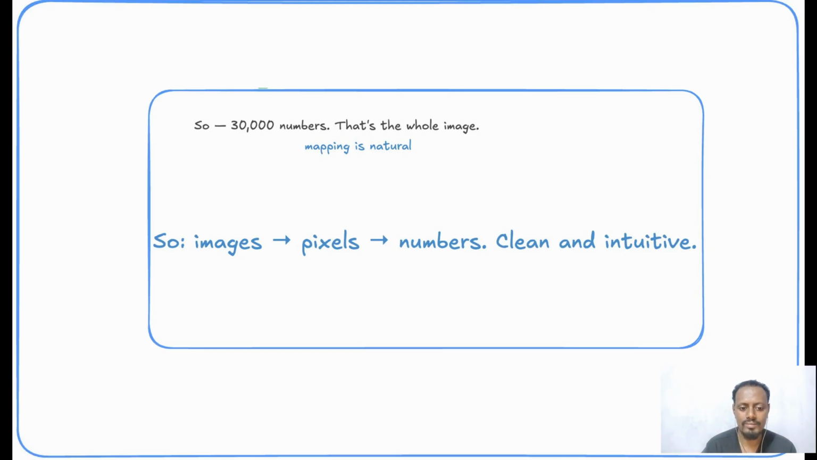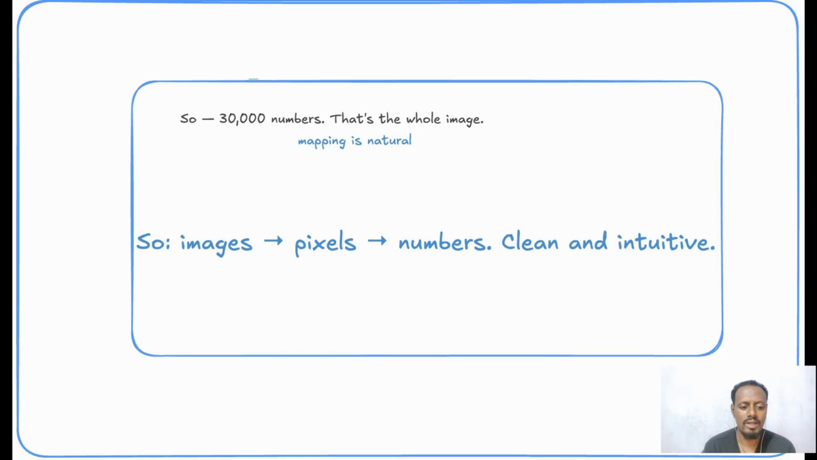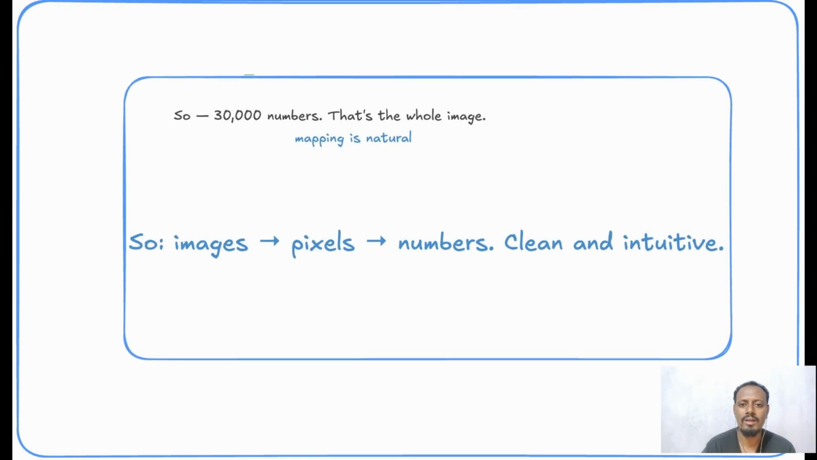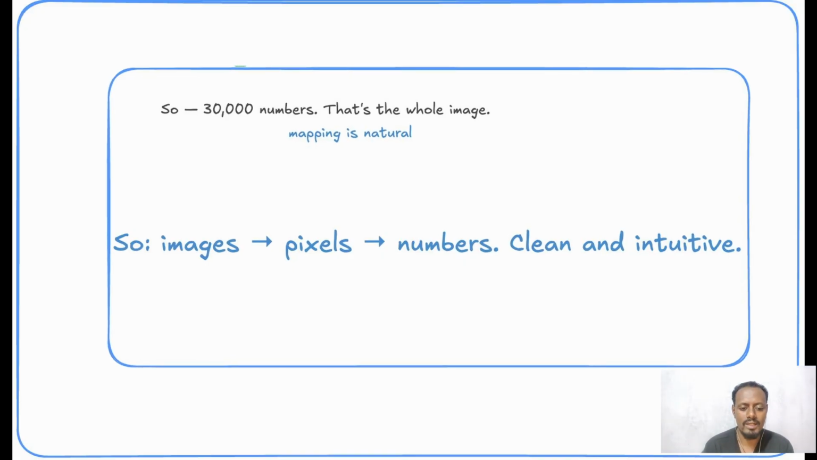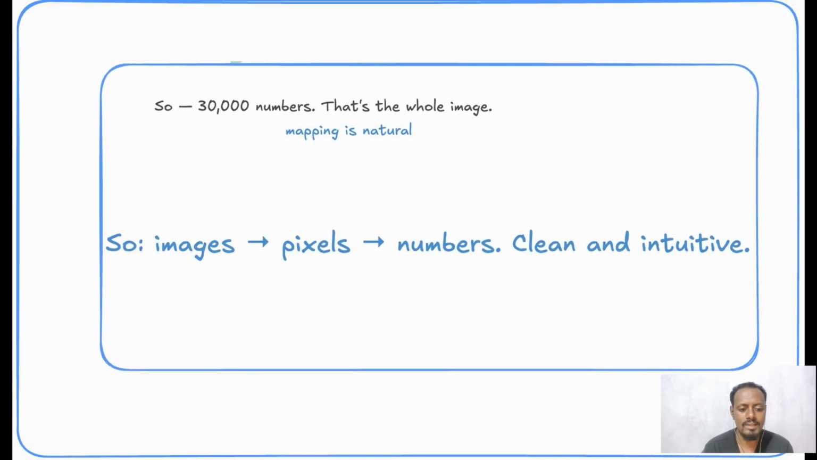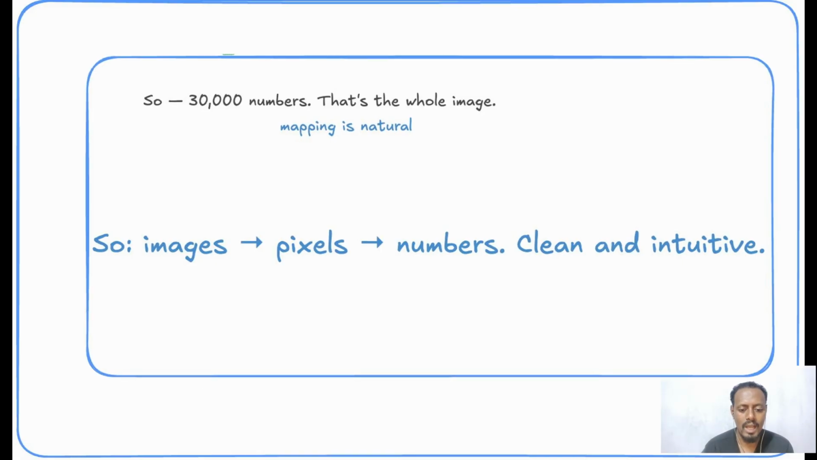And here is the thing: this mapping is natural. More light means a bigger number, less light means a smaller number. There is an actual relationship between the number and what it represents. The AI can work with that. It can learn that this arrangement of numbers visually means a cat or a car or a mountain. So image to pixels, pixels to numbers, clean and intuitive.